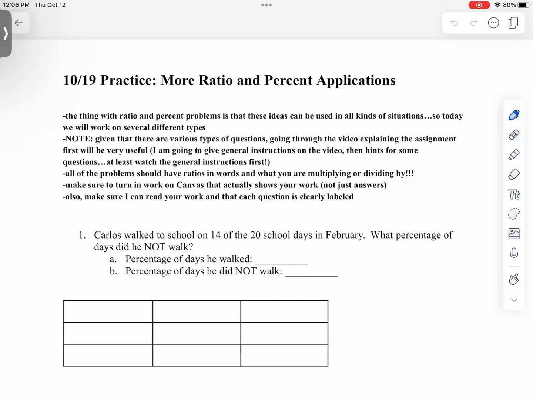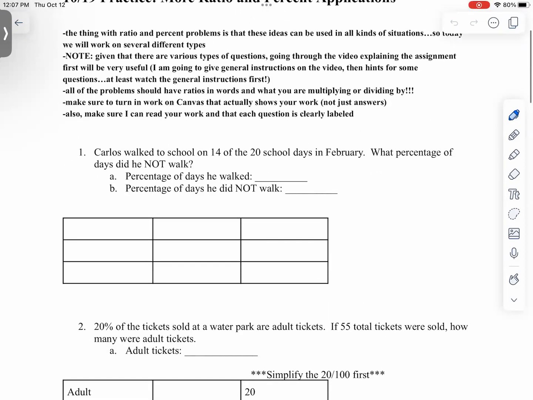So watch the general part first, and then if you think you know exactly what I'm saying, stop and get to work. If you need to watch a few hints, then watch a few hints. Basically, all the problems should have ratios and words and what you're multiplying or dividing by to get to your answer. That's the way I want it done. I believe that prevents mistakes. That's what I'm expecting from you.